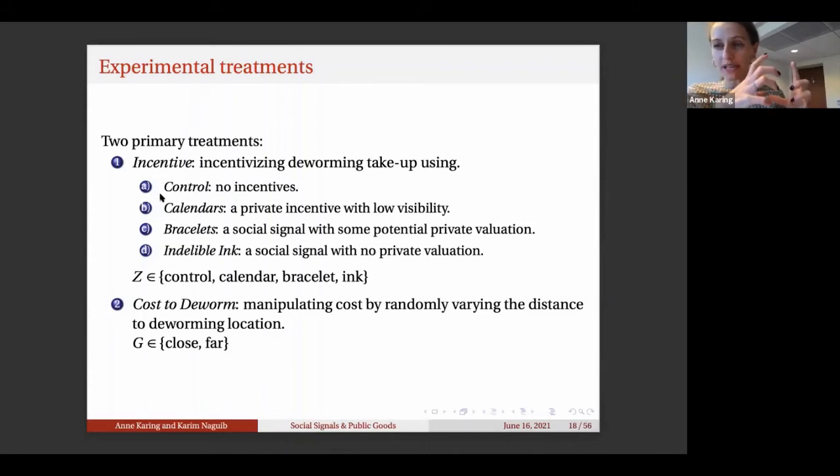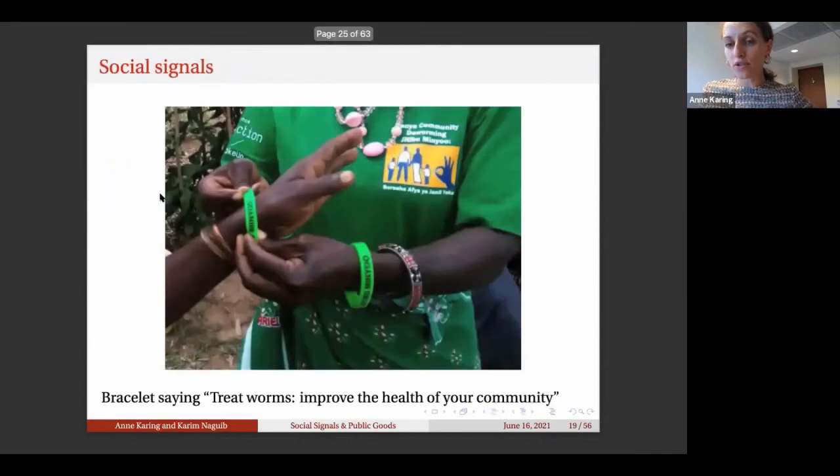So we took a small wall calendar, which I'm going to show you in a moment. We assumed that while that calendar might allow you to signal to yourself, because you see it on the wall, and just to be clear, people in the context of working in Kenya have lots of calendars on the wall. It's kind of like a decoration, not like us, with just one calendar. So it might self-signal to you, but it certainly should have a much lower visibility to anyone in public. And then there was obviously a control group where people just came for deworming treatment, but weren't receiving any incentive. Our second treatment was broadly a cost treatment, where we randomly manipulated how far people had to walk in order to receive this treatment.